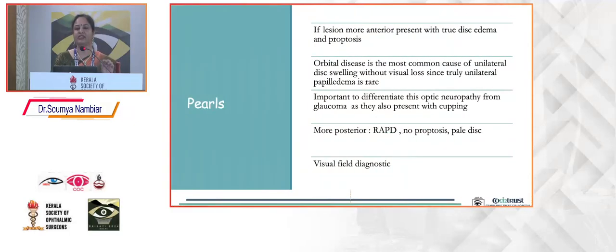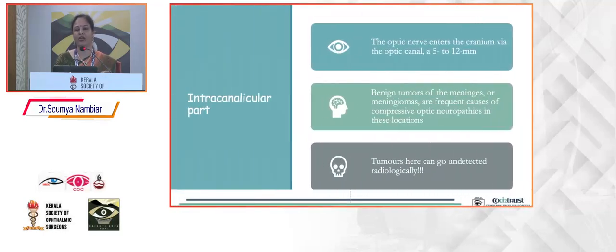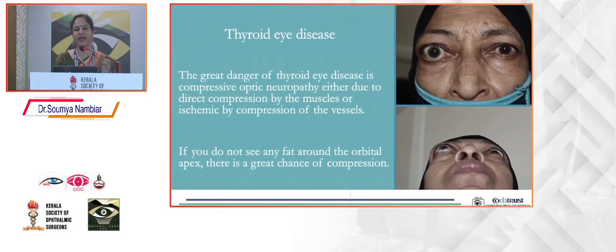So the pearl here is, if the lesion is more anterior, as I told, there will be a true disc edema. If posterior, only vision is the problem. And posteriorly, you can detect if there is an RAPD, but there may not be proptosis, and look at the disc carefully. And visual field is diagnostic. Okay, the intracanalicular part I've already told, difficult to detect, and not the most common, thyroid eye disease cannot be missed because of this amount of proptosis if it presents like this.